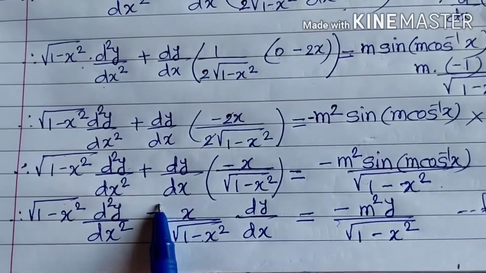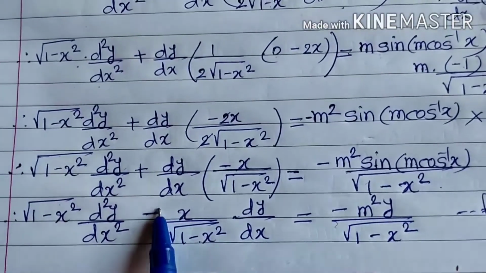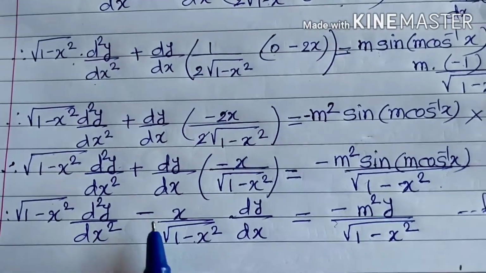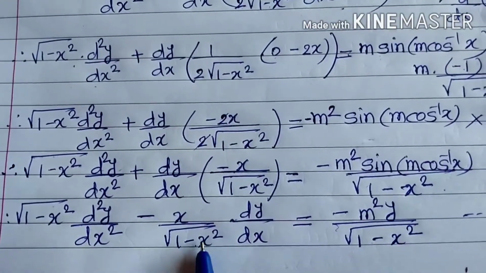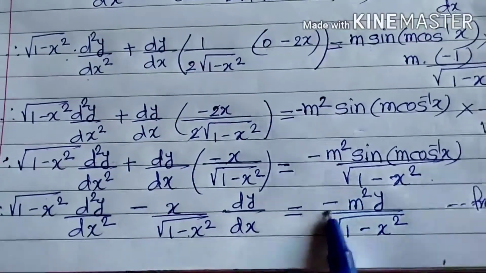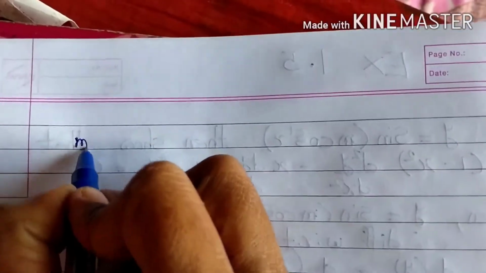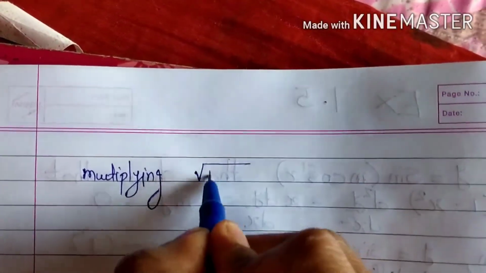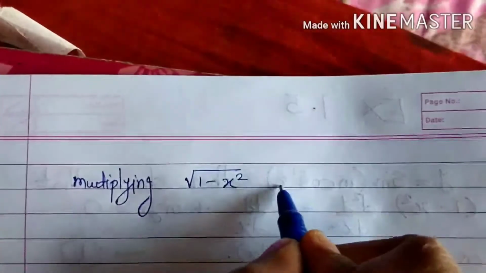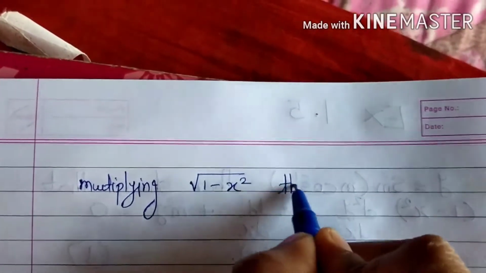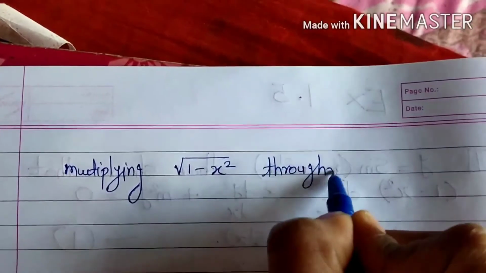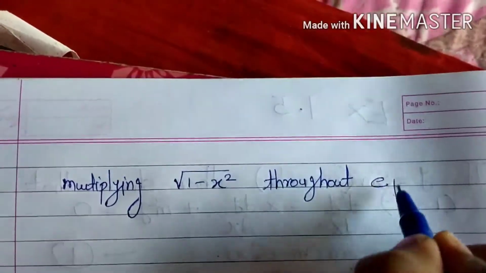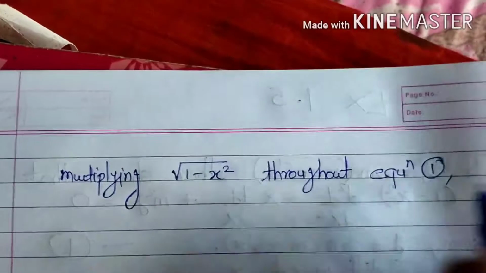And here, if you multiply this by under root of 1 minus x square, then this under root of 1 minus x square and this will get cancelled. Here is also same, so write it: multiplying under root of 1 minus x square throughout the equation first, we get.